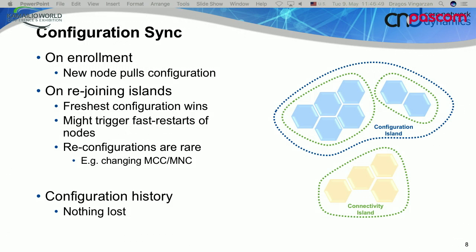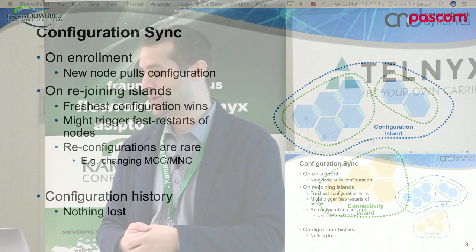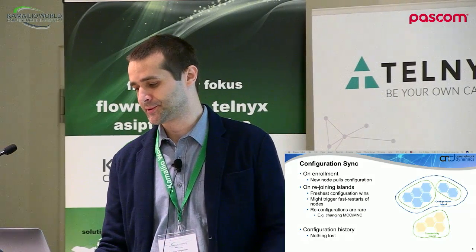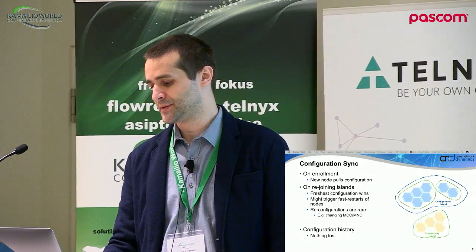So we just use a very simple exchange of the configurations between these nodes to propagate changes. And we still keep a history, to handle conflicting configurations coming from two ends of the network. When they come together, you have to decide which one wins, but still you don't want to lose the other one, so configuration history is important.